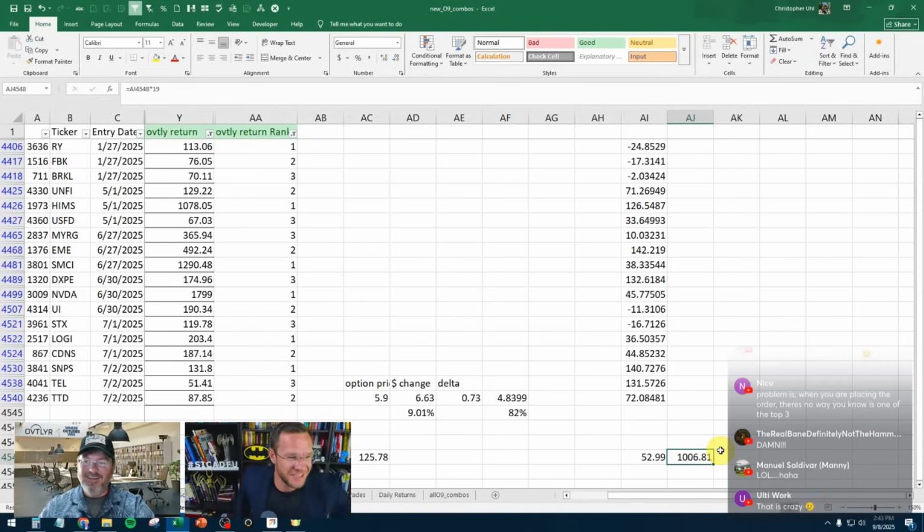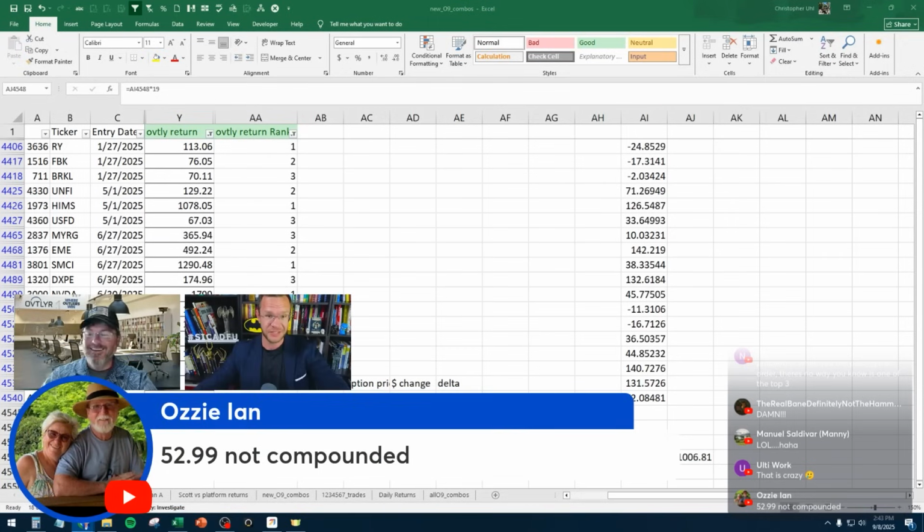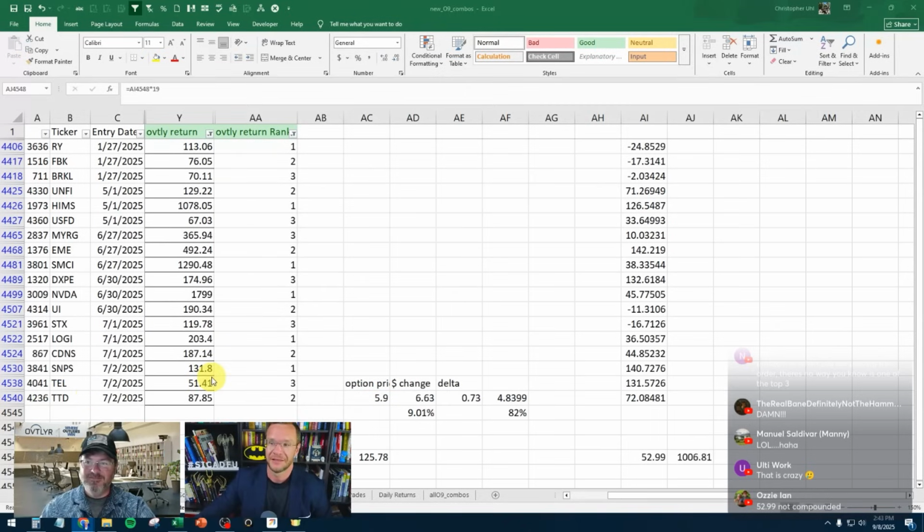This is how you win the US Investing Championship right here. Yeah, I think we'll all win. We're all just going to put in a couple hundred dollars and we're all going to win. And to Ozzy Ian's point, that's not compounded either. That's not compounded at all. So this is really cool.